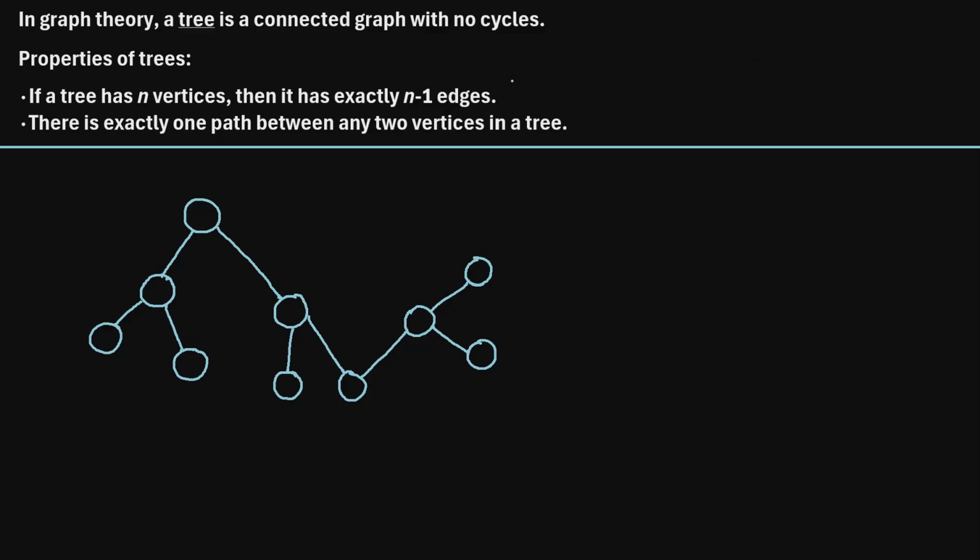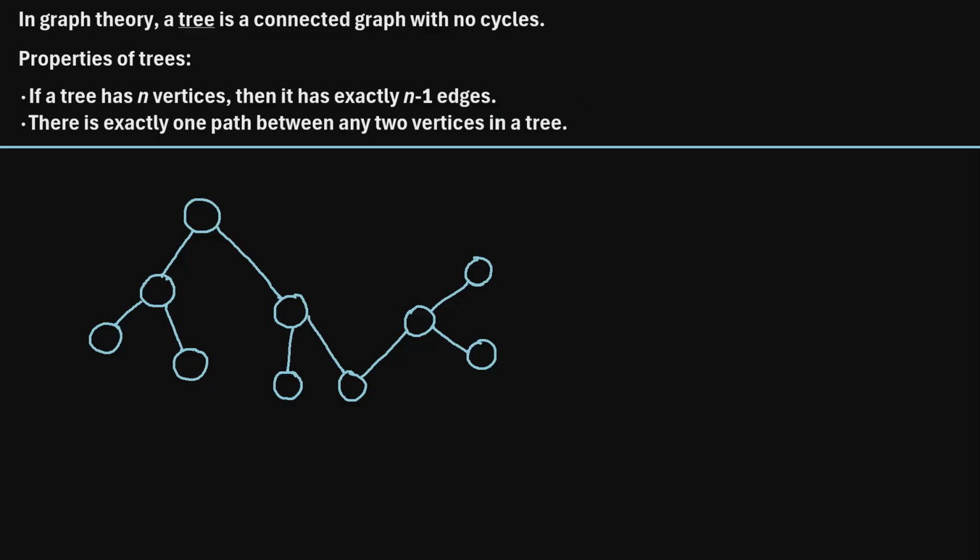Now, there are a couple interesting properties about trees. The first is that if a tree has n vertices, then it has exactly n minus 1 edges. So for example, if a tree graph has 10 vertices, it must have 9 edges. The other interesting property is that there is exactly one path between any two vertices in a tree.